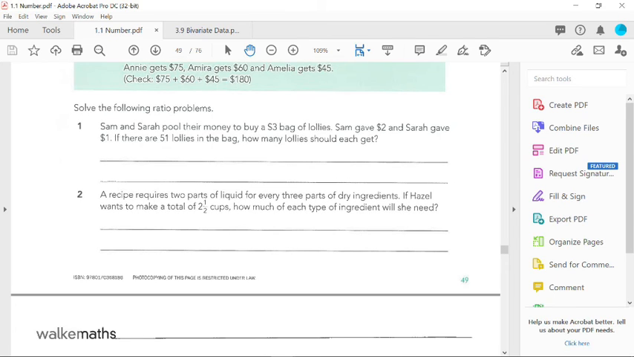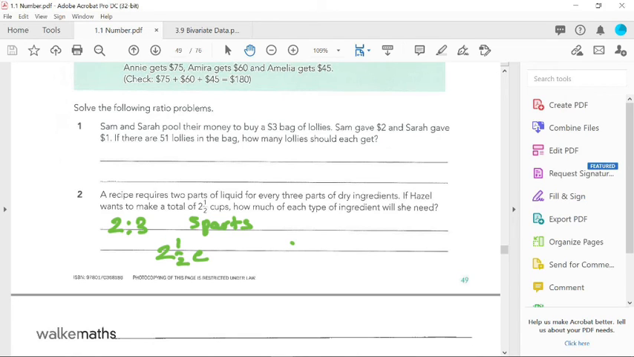A recipe requires 2 parts of liquid for every 3 parts of dry ingredients. If Hazel wants to make a total of 2.5 cups, how much of each type of ingredient will she need? So what's our ratio if she's got 2 parts liquid and 3 parts dry? 2 to 3. Excellent. Now, that makes a total of 5 parts, yes? And we have 2.5 cups.